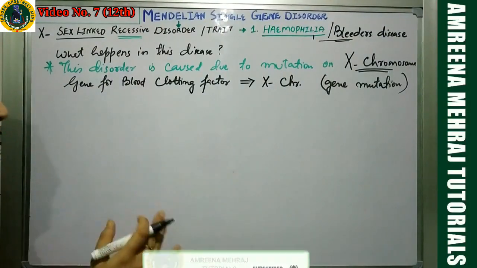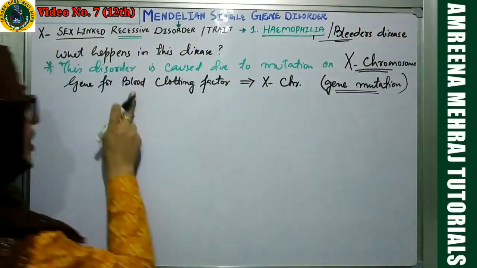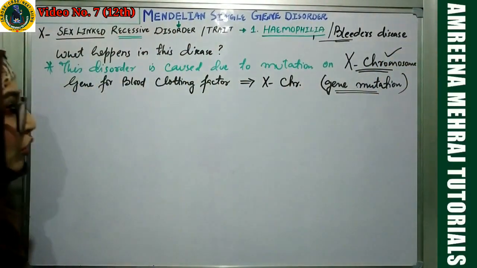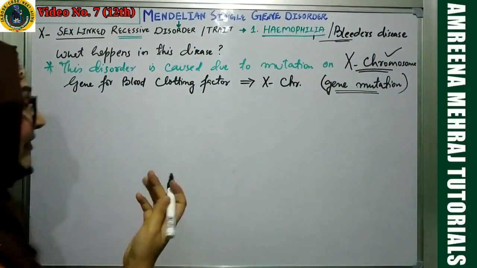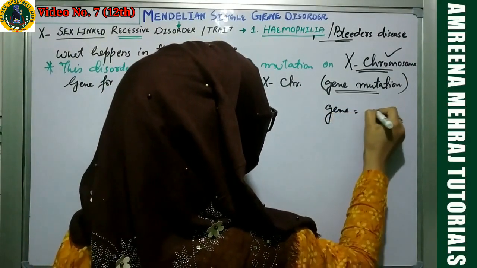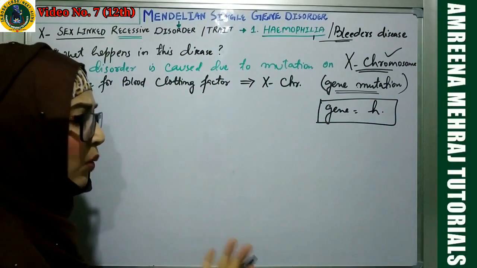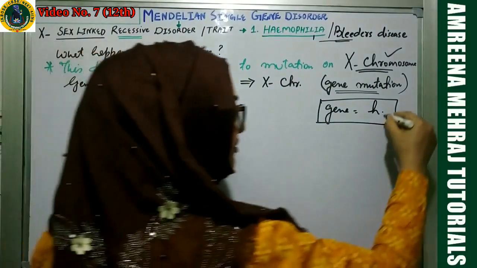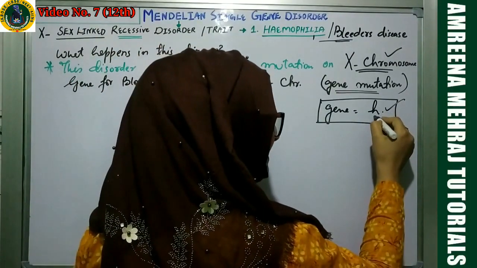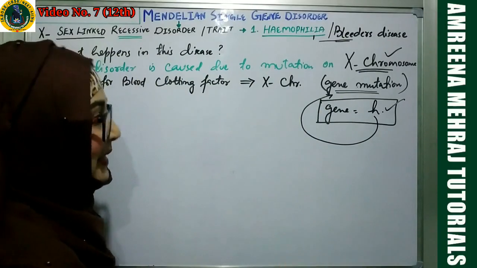You're getting my point or not? So the reason at the genetic level is the mutation of the gene for blood clotting factors, which is located on X chromosome. Let us denote that gene as H. So gene H is responsible for coding blood clotting factors. If gene H is normal, things will be normal. But if it is mutated, then the person will develop hemophilia.